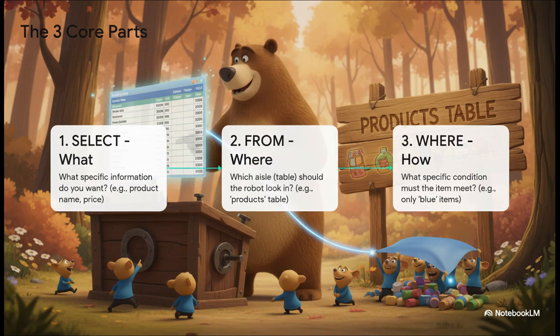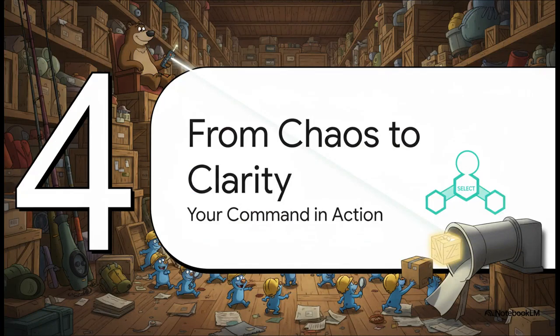So here's the cool part. Almost every basic request has just 3 parts. First, you use select. This is the what. It tells the system what specific pieces of information you want, like maybe just the product's name and its price. Second, you use from. This is the where. It tells the system which aisle or which table to go look in. So we'll say, go to the products table. And third, and this is where the magic really happens, you use where. This is the how. It's the filter. It tells the system to only bring back items that match a specific rule, like say only the items that are blue.